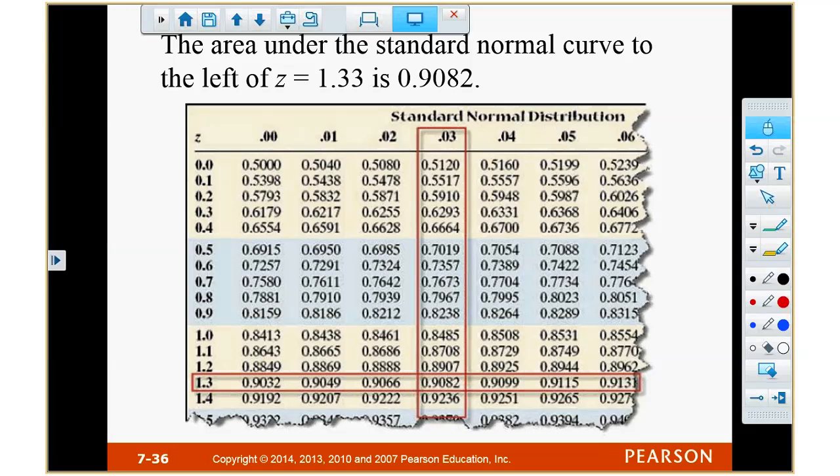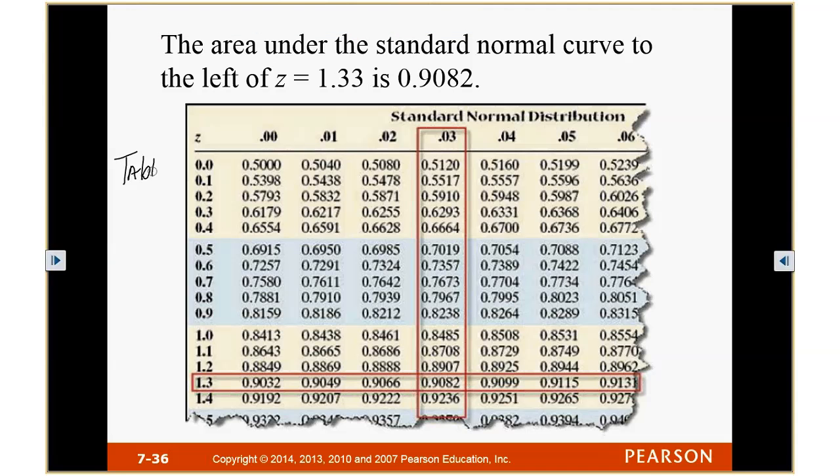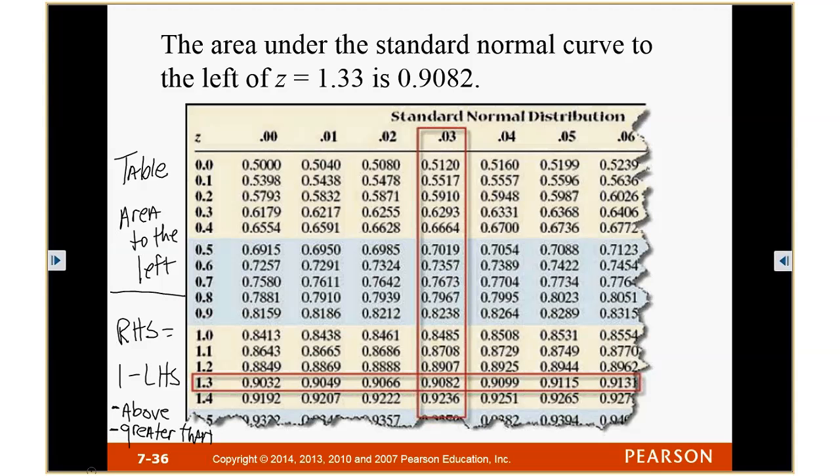Now, there's one thing you need to realize about the table. It always gives you the area to the what? To the left. Write that down. The table only gives you the area to the left of the mark. So if you need to know the right-hand side, what is that? 1 minus the left-hand side. Now, why would you need to know the right-hand side? Well, if you're asked the area above a score or greater than a score. What does that mean on a number line? Above or greater than, does that mean to the right or to the left of the number? To the right. So if you need the right-hand side area, you've got to do 1 minus the left-hand side because the table will not give you that number.